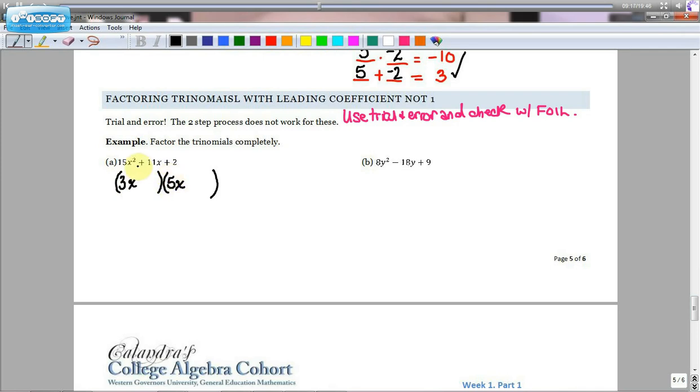All my signs are positive, so fortunately we're not going to have to worry about any negatives in this problem. And now when I do last times last with FOIL, I know that my numbers should multiply to give me a 2. So 2 times 1 is 2, so we can try our 1 and our 2 here. Well, I don't know that this works. We need to check and see. So the way that we check it is by using FOIL.